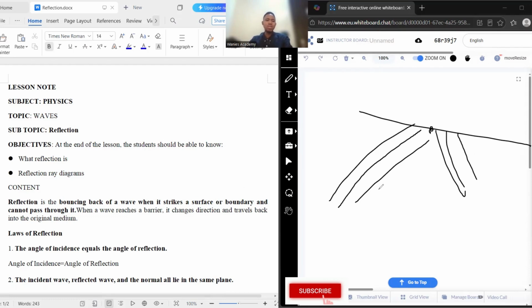So reflection is the bouncing back of a wave when it strikes a surface or boundary and cannot pass through it. So when a wave reaches a barrier, it changes direction and travels back to its original shape.